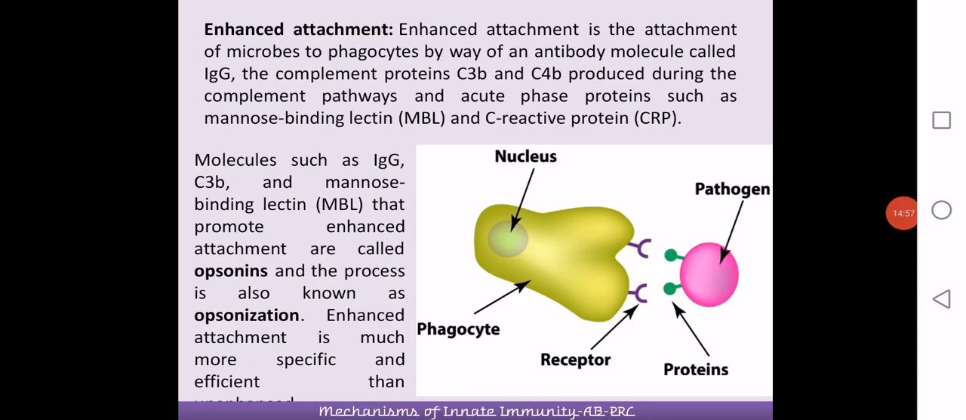So not only antibodies, but certain complement proteins like C3b can also act as opsonins. And this process, by which the rate of phagocytosis is much enhanced through these opsonins, is called opsonization. All right.